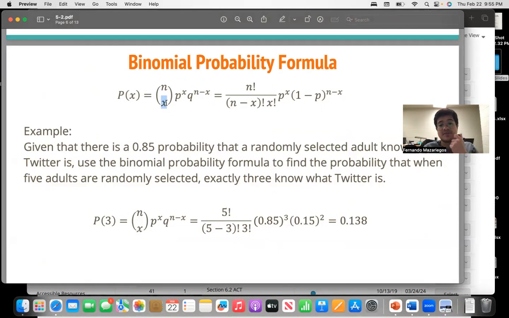So that means that X is 0. We are given the probability of an adult regretting getting their tattoo, or maybe they got it too young. So that is 0.21. And we know that Q is the complement of P. So that is 1 minus 0.21. So this is the formula that we're using, okay?